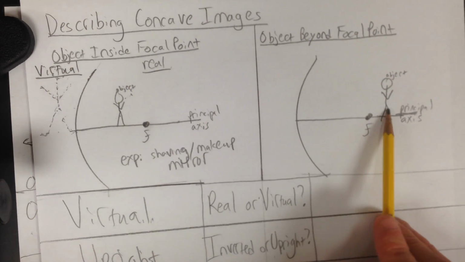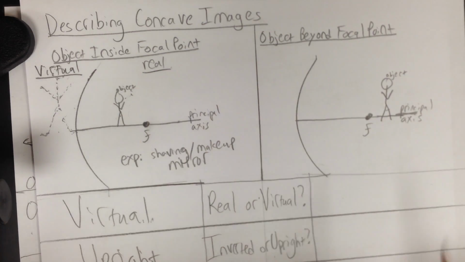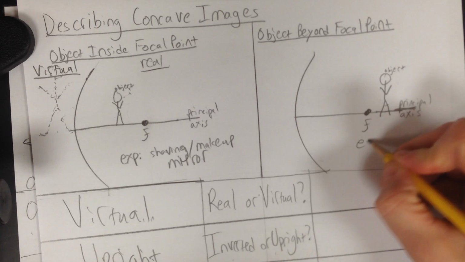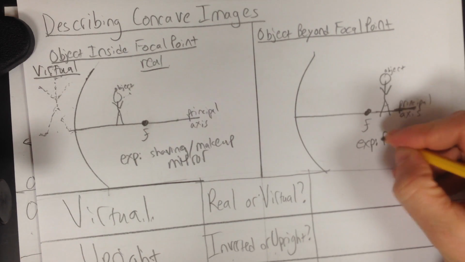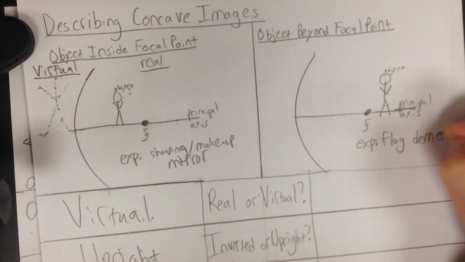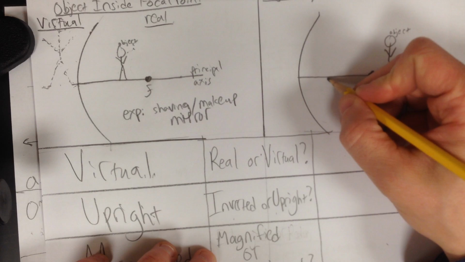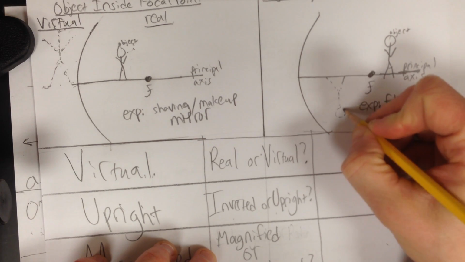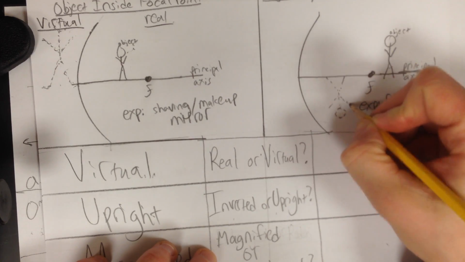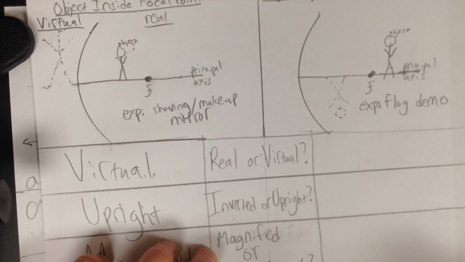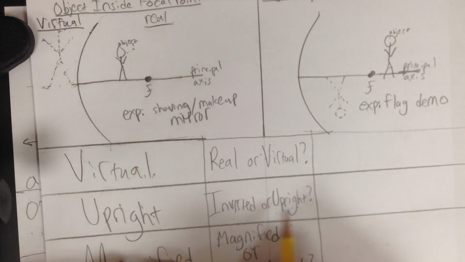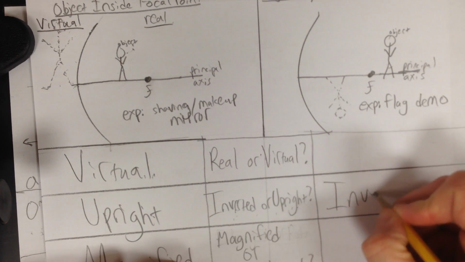Alright, but if you stand outside the focal point, your image looks much different in a concave mirror. If you stand outside the focal point, we just saw this when we looked at the flag demo. What does your image look like? Well, we're going to still draw your image dotted here. Your image looks upside down when you stand outside the focal point. So we could say inverted or upright. Well, in this case, it's inverted.